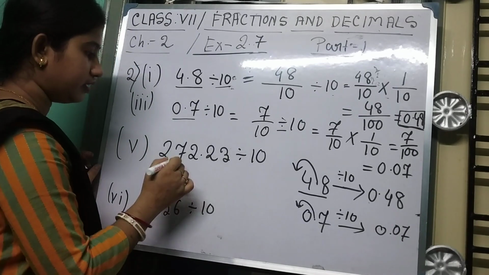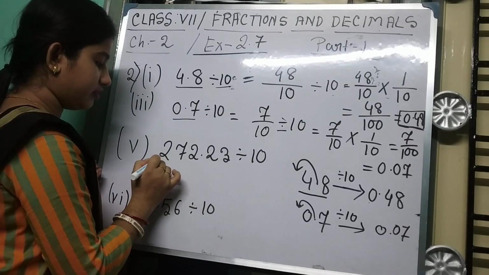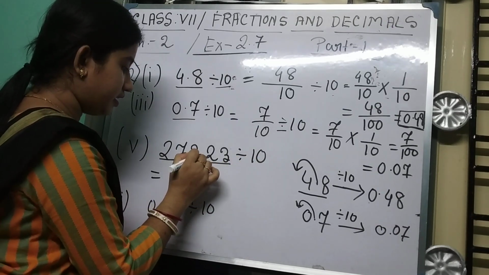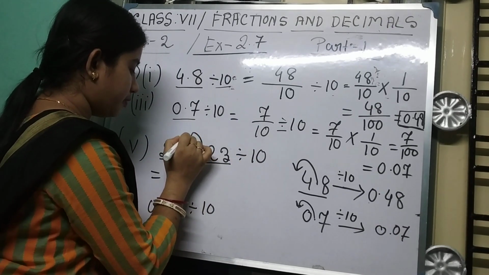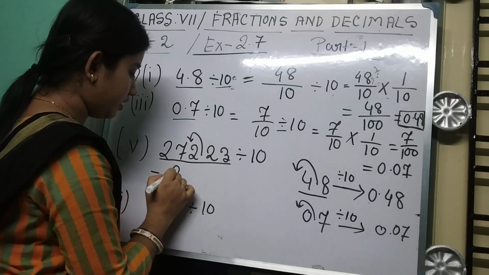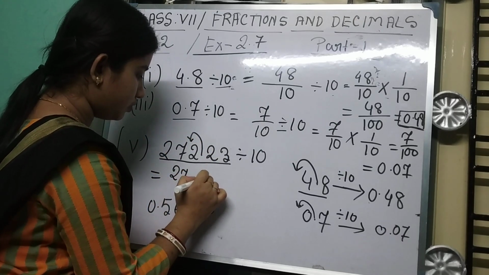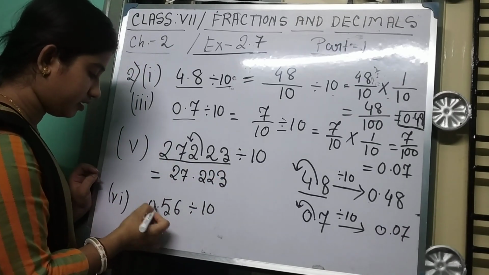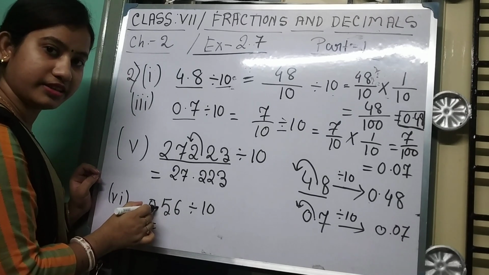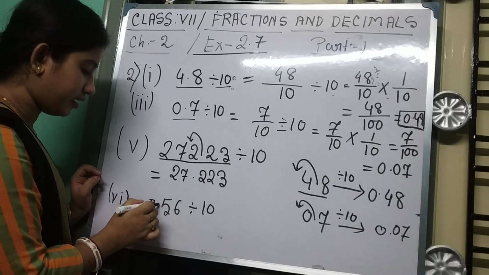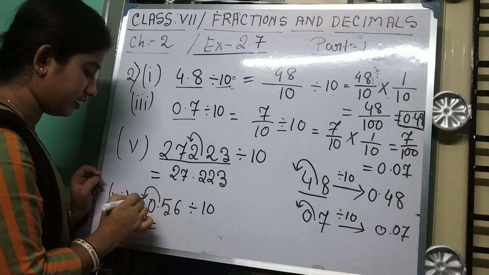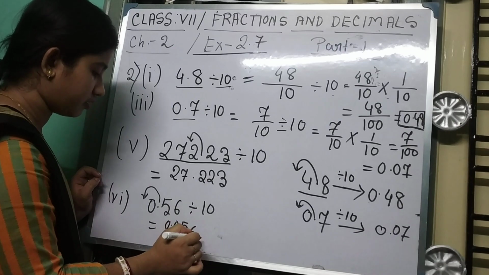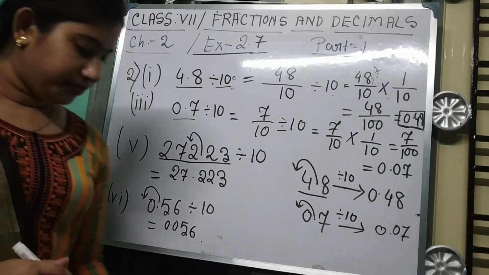In a similar way, if we divide this number by 10, then we shift the decimal point by 1 place to the left side, and then you get 27.223. And next, the decimal point is in this place, so we shift it by 1 place to the left side, and you get 0.056. So this is number 2.